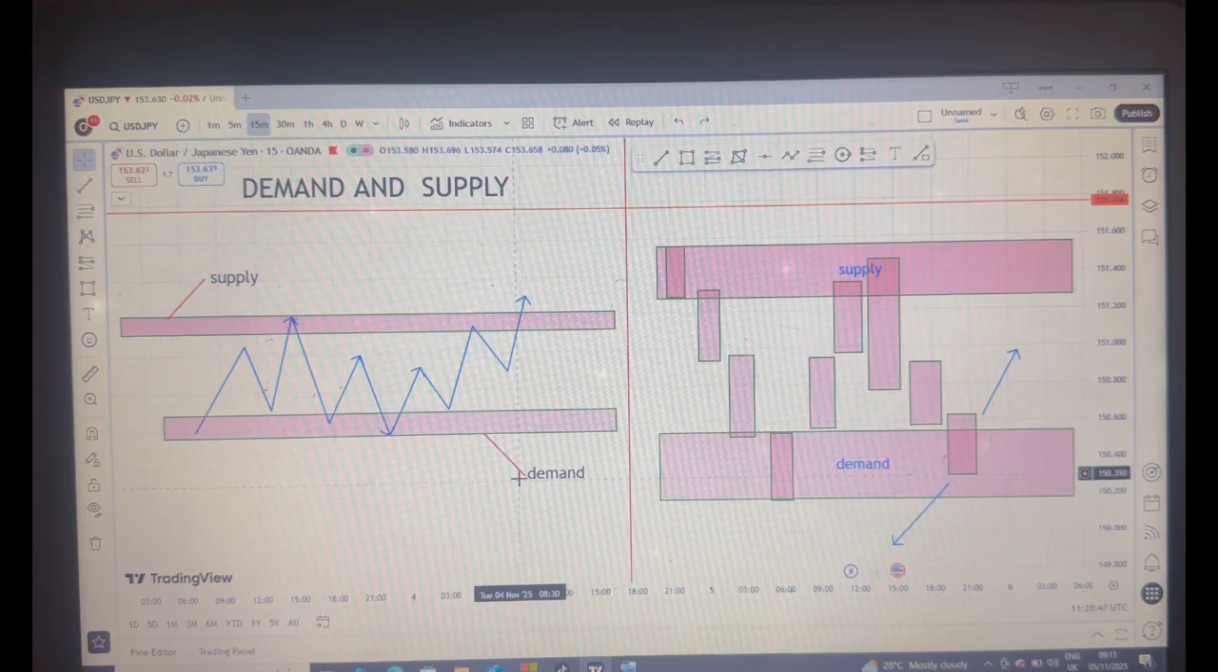So we have fixed demand. Demand is where you want to buy. Supply is where you want to sell in the market. So without wasting much of our time, it's just a particular topic I'm trying to point out. It's just like our support and resistance, but in this particular case, you mark the demand zone and you mark the supply zone.